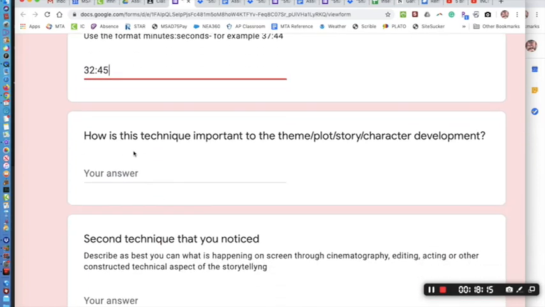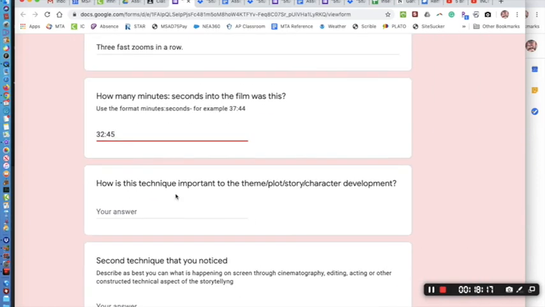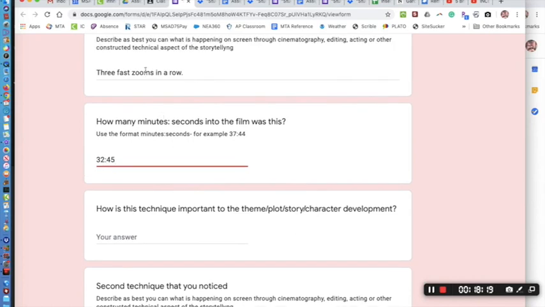Now, here's the most important question. How is this technique important, right? So you've identified the technique. You've shown me where it is so I can find it if I'm looking for it. But now here's where we need several sentences. We need a lot of thought here. You're going to be analyzing, and analyzing is how you get credit for this form. How is this technique important?